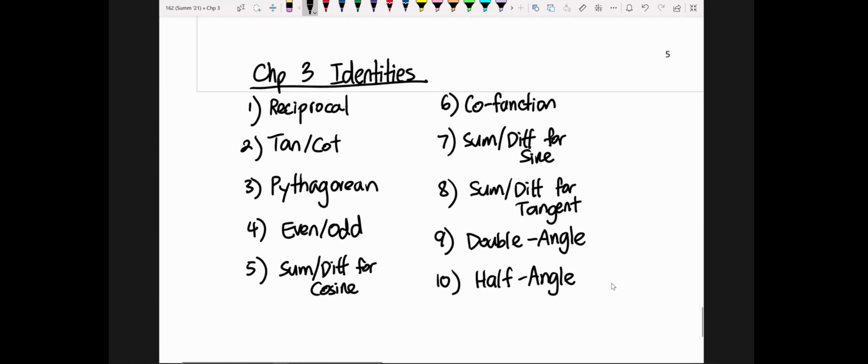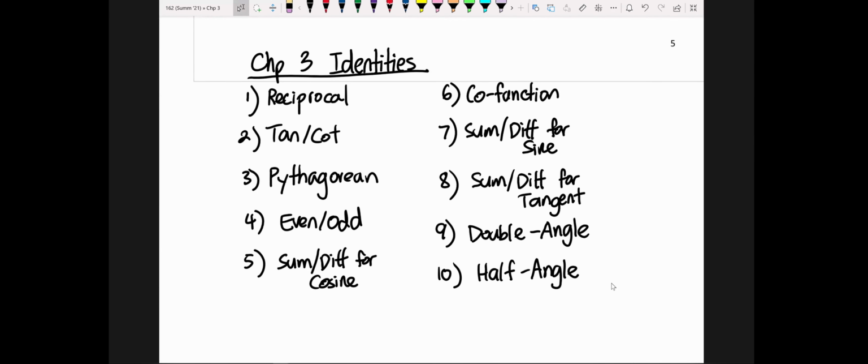Okay, so there are the 10 identity groups we covered in chapter 3. Reciprocal, tan, cotan, Pythagorean, even, odd, sum and difference for cosine, cofunction, sum and difference for sine, sum and difference for tangent, double angle, and half angle.